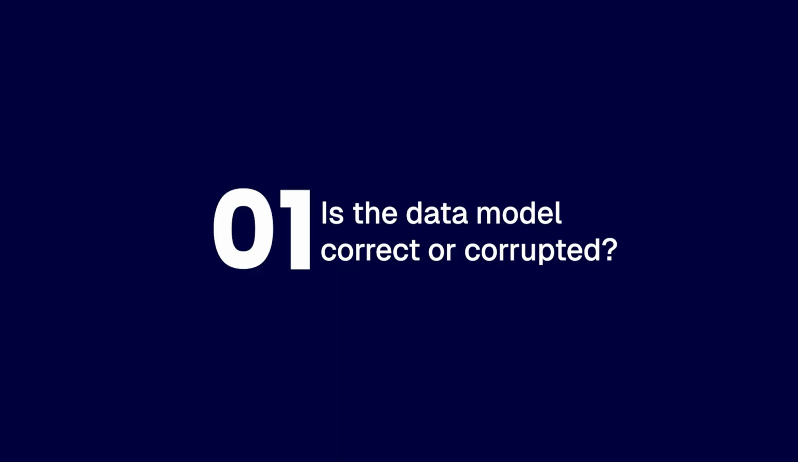I use 3 questions to make this call. They can be answered in under an hour, and they have never failed to tell me which direction the engagement needs to go. First, is the data model correct or corrupted? I look at how shared data elements are defined across the environment, specifically whether content types are scoped correctly, whether managed metadata is centrally governed, and whether the same column name means the same thing in every system that reads it.